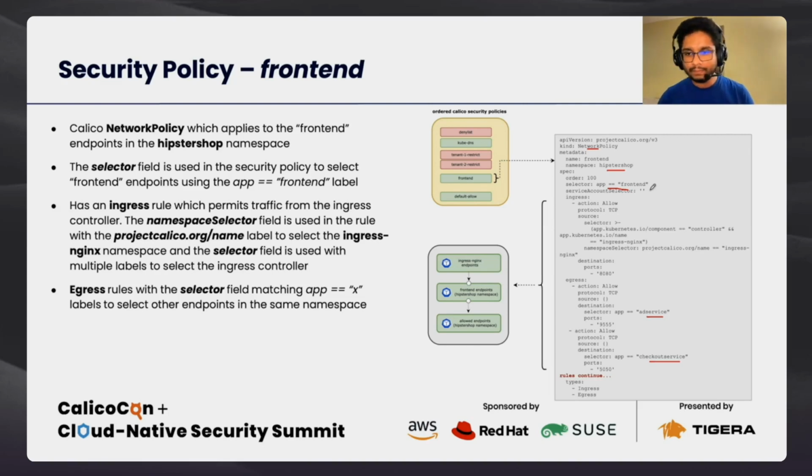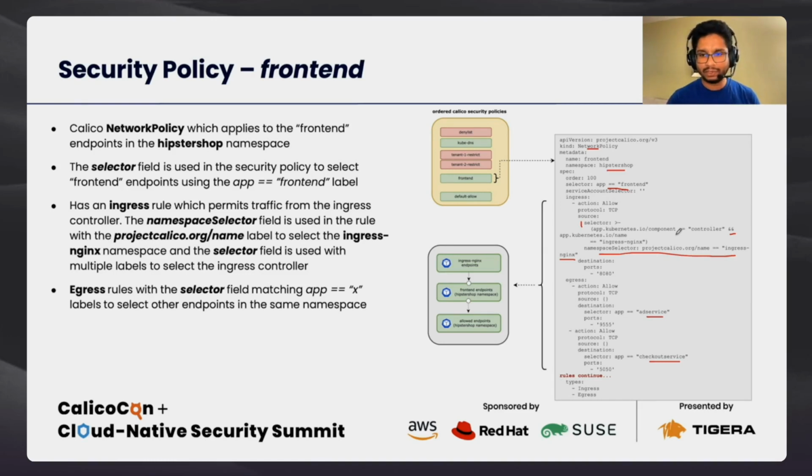In the ingress direction, we're using a namespace selector to select the ingress-nginx namespace. However, we're also using endpoint selectors. So we're using the selector field and using an AND operator specifying a couple of labels to match the ingress controller. When you're using selectors and labels, you could use AND or NOT operators. In this case, we're using an AND operator to make sure that the controller has two labels. That's how we are identifying the ingress controller in this particular rule.